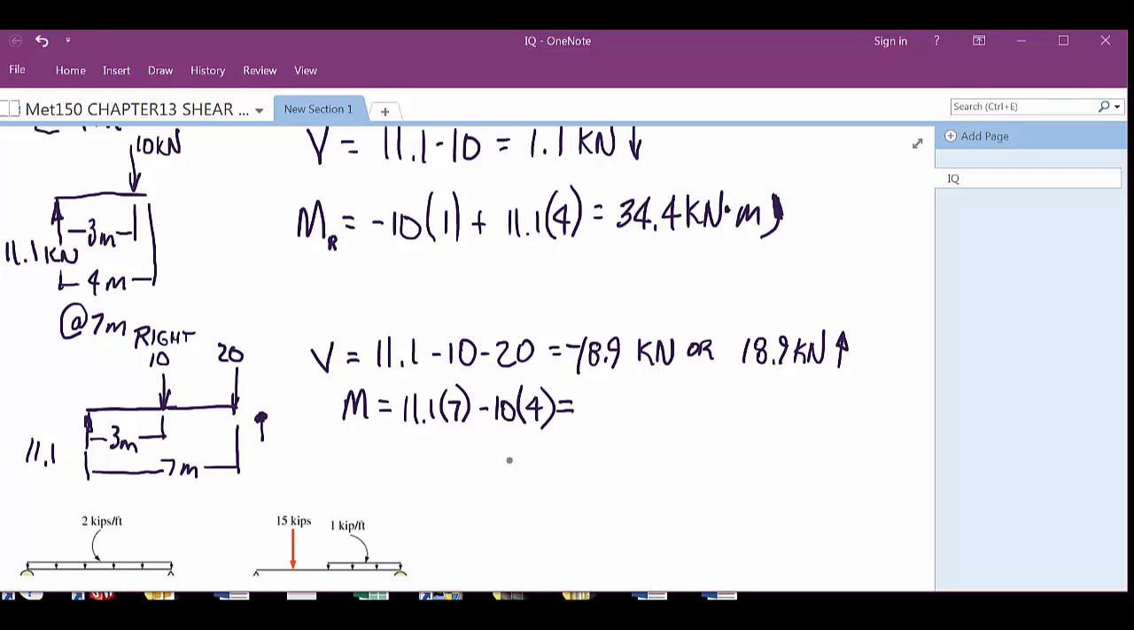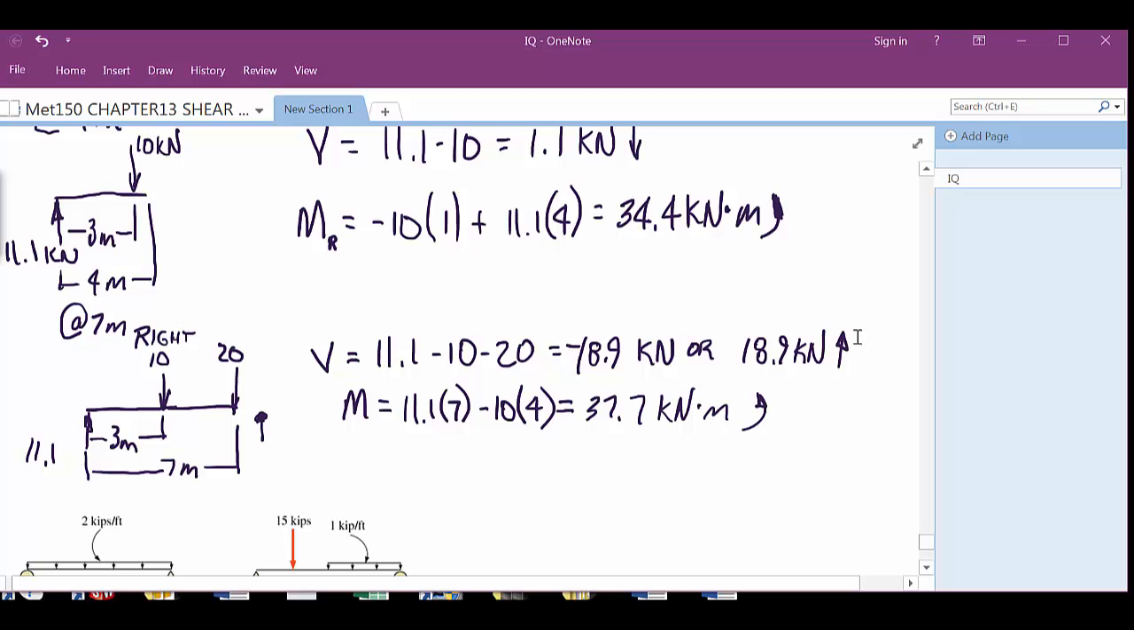Now, let's see. Let's finish this one up. I've got to look at the right spot. I got both of the solutions on the one page and it's screwing me up. 37.7, that's what I got, kilonewton meters, counterclockwise. Okay, so that's at 7 meters looking to the right.